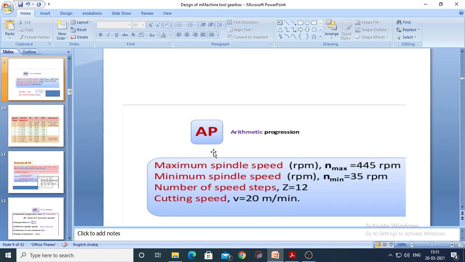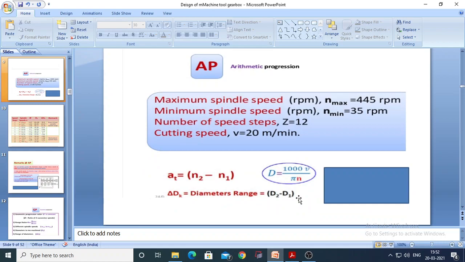See, suppose you are given the maximum spindle speed nmax is equal to 445 rpm, the minimum spindle speed is 35 rpm, the number of speed steps is 12, denoted by z, and the cutting speed V is equal to 20 meter per minute. Then how to calculate the common arithmetic ratio? With the help of this formula we have seen delta n is equal to n2 minus n1, and delta d is the diameter range, the difference d2 minus d1, meaning upper limit minus lower limit.